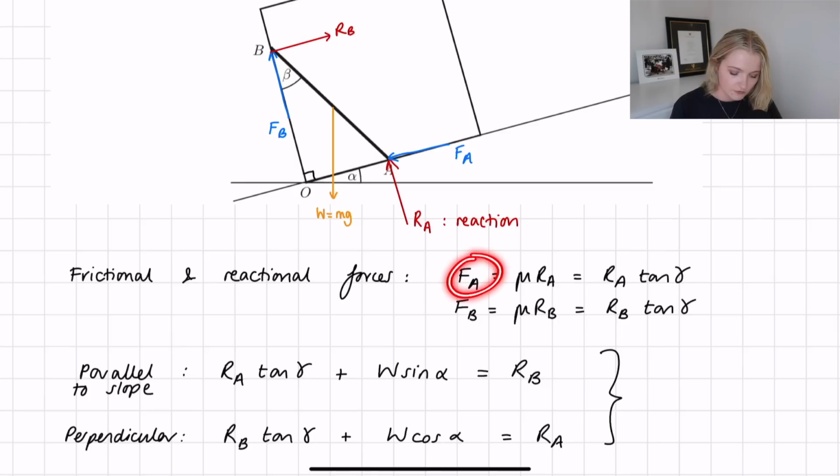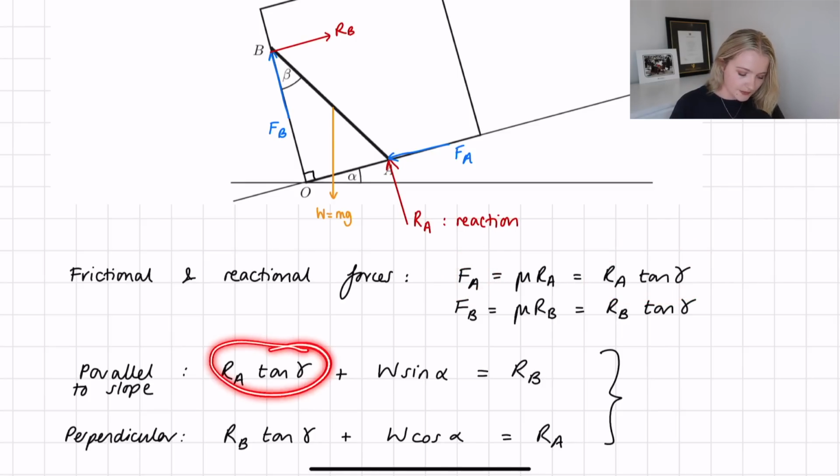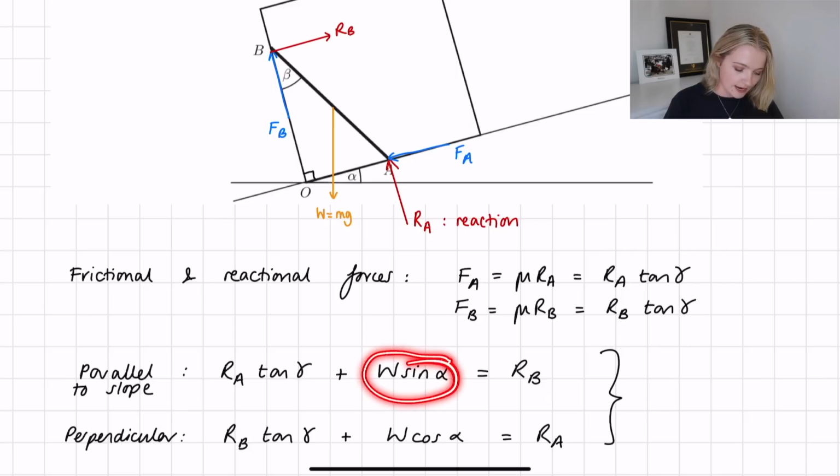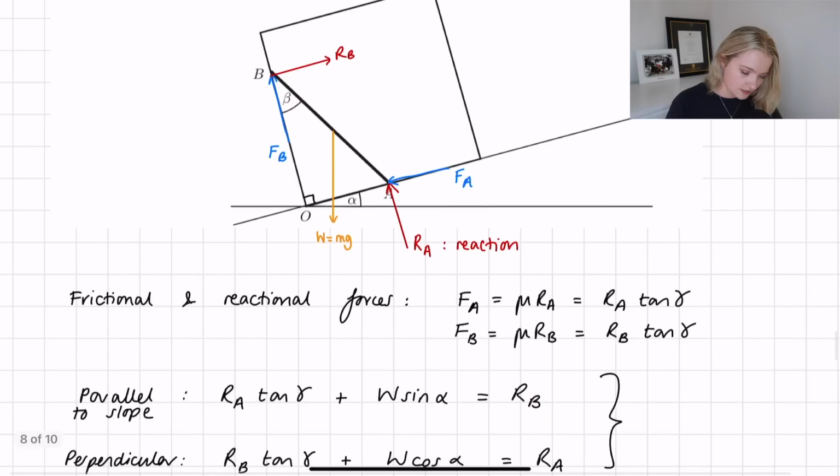So F of A, which equals RA tan gamma, which is what we have here. Now we also take the effect of the weight of the rod, which is what we can see denoted here. And by some geometry, feel free to pause the video and test out the different geometry elements for yourself, but I'm going to speed run through it. In this question, we have W sine alpha, which is also the force parallel to the slope, and we have RB, which you'll notice here is parallel to the slope.